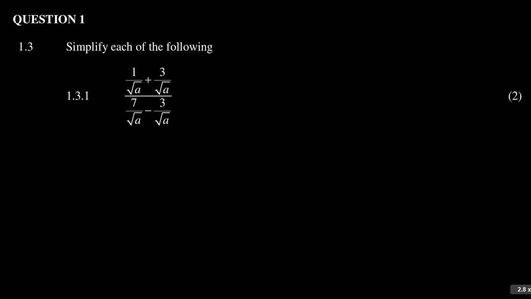Now let us move on again. This is still question 1. Now we are looking at question 1.3, and in question 1.3 it had two parts. There is 1.3.1, and also later we'll look at 1.3.2. Now let us look at the first one. We are supposed to simplify the following. So you are given a fraction. In this case, you are given the top part, and I want you to take note of the division.